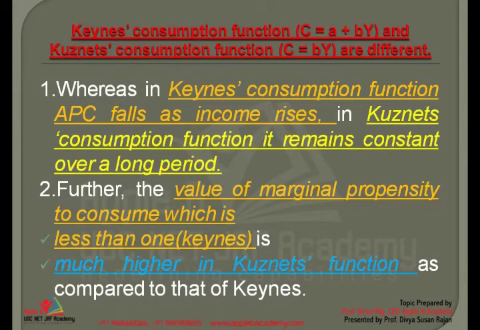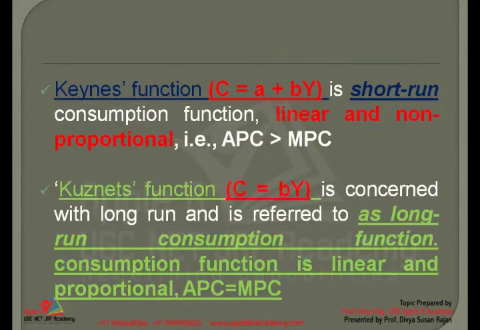Now, because of this, the Keynesian consumption function, C equal to A plus BY, was rewritten by Kuznets, in comparison to the original classical economic view, where consumption is a function of disposable income. Here, Kuznets does not take into consideration the autonomous consumption that exists when income is zero. Whereas in Keynes' consumption function APC falls as income rises, with Kuznets the APC remains constant over a longer period of time. Further, the value of the marginal propensity to consume, which is less than 1 in Keynes, is much higher in Kuznets' function as compared to that of Keynes.